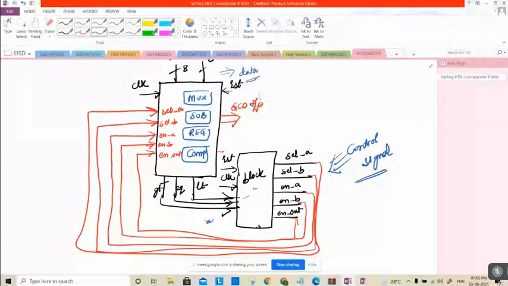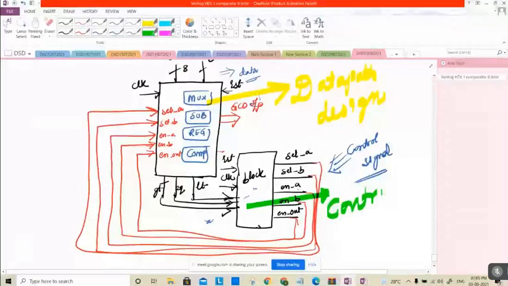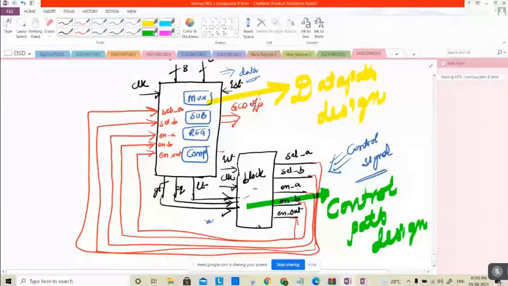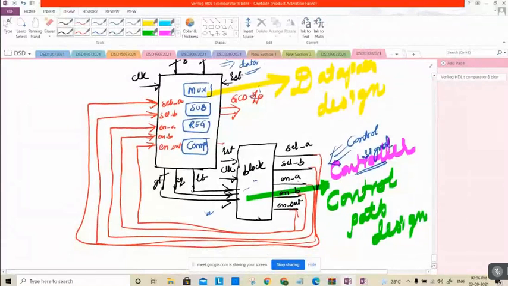So finally, this particular block is known as data path design. This is control path design, or controller design. In some textbooks, it will also be given as controller design. So this is a data path, this is a control path. Any subsystem will be having a data path and a control path.